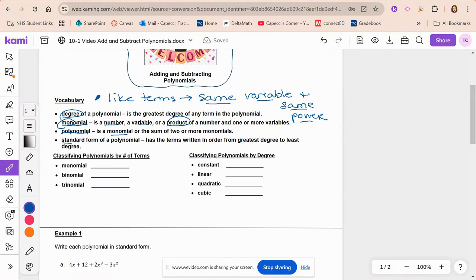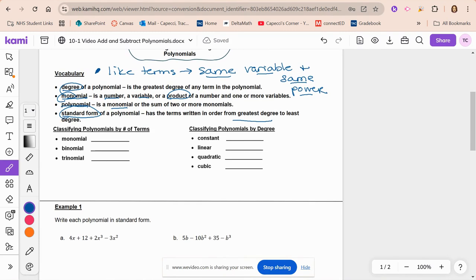Now, when we talk about standard form of a polynomial, this has the terms written in order from greatest degree to least, so descending order.